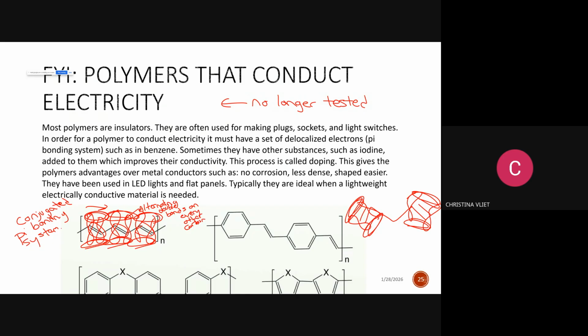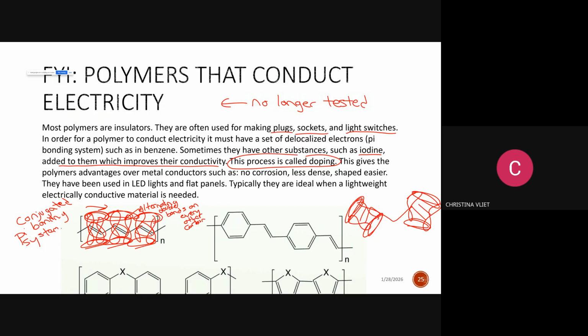Okay, so why did Cambridge take the time to put the aside on this, and this used to be tested? These types of polymers are used for making plugs, electrical sockets, and switches. If you take any higher level chemistry or engineering or STEM, you'll learn this process. Sometimes other substances, like iodine atoms, are inserted into them, and it will improve their conductivity. This process is called doping.